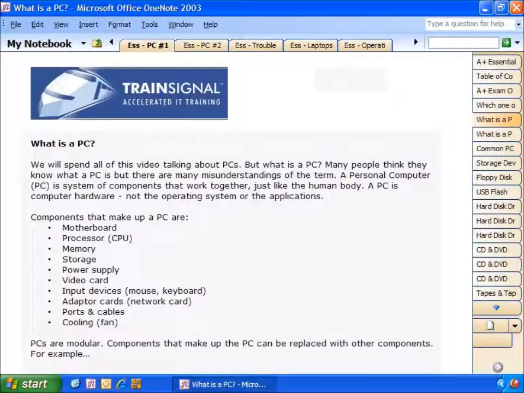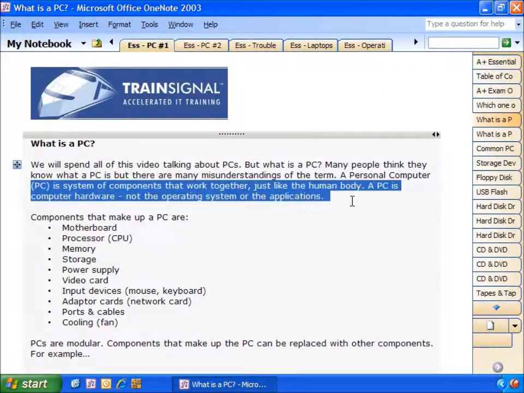A personal computer, or PC, is a system of components that work together just like the human body. A PC is computer hardware, not the operating system or the applications. And there are a lot of components that make up a personal computer, just like my comparison of a personal computer to the human body. The human body has a heart, a brain, lungs, kidneys, all these different things that are required to make the body work. And there are very few redundant components in the human body, so without any one of those, typically the body is in trouble.